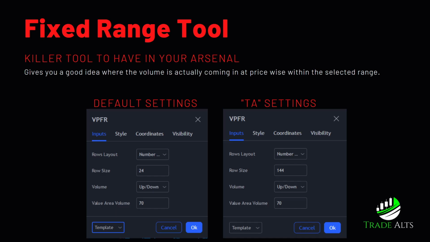And just a reminder on the settings that I use, because they very well could give you a different outcome. Not necessarily that they're wrong or right, but if you want to mirror the settings that I typically use, there you go. So the default settings: the row size is 24, value area volume is 70. I don't change that, although some people use 68. Just so you're aware, that's a number you could play around with. For me, I'm cool with 70. Seems to work how I want it to work. And then for my settings, the only thing that changes is the row size at 144.